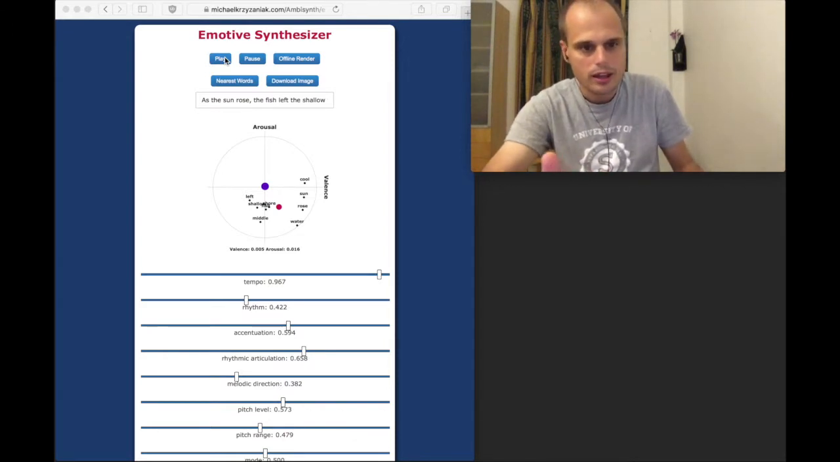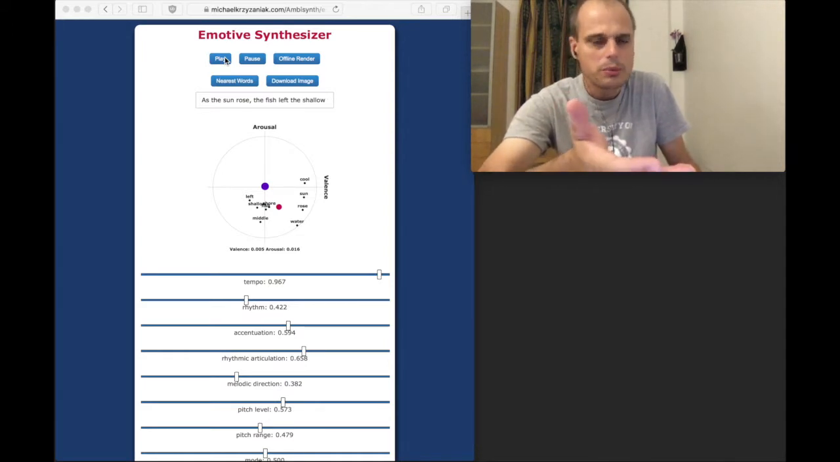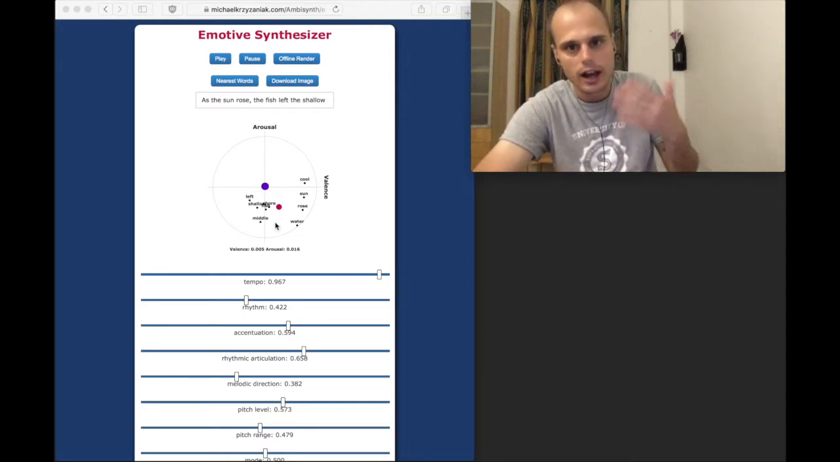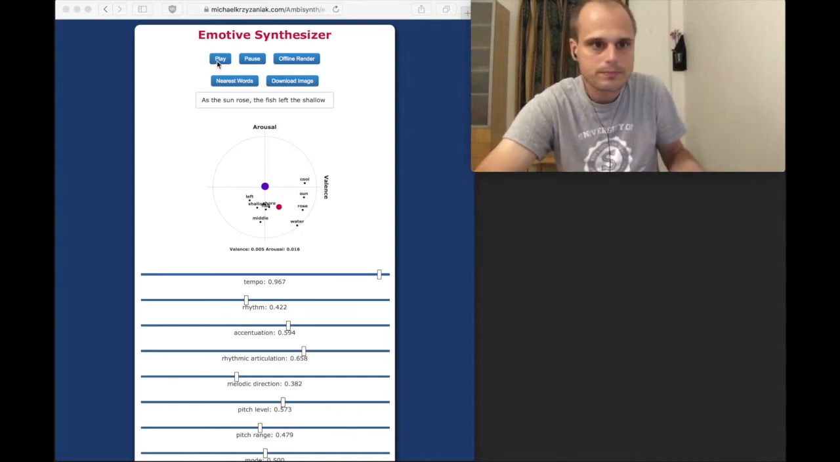But what I was saying is that I'm reasonably happy with the way this sounds. Just moving the sliders around, it makes a reasonably wide variety of musical textures. And so now I should be able to move this dot around and generate music with different emotional qualities.